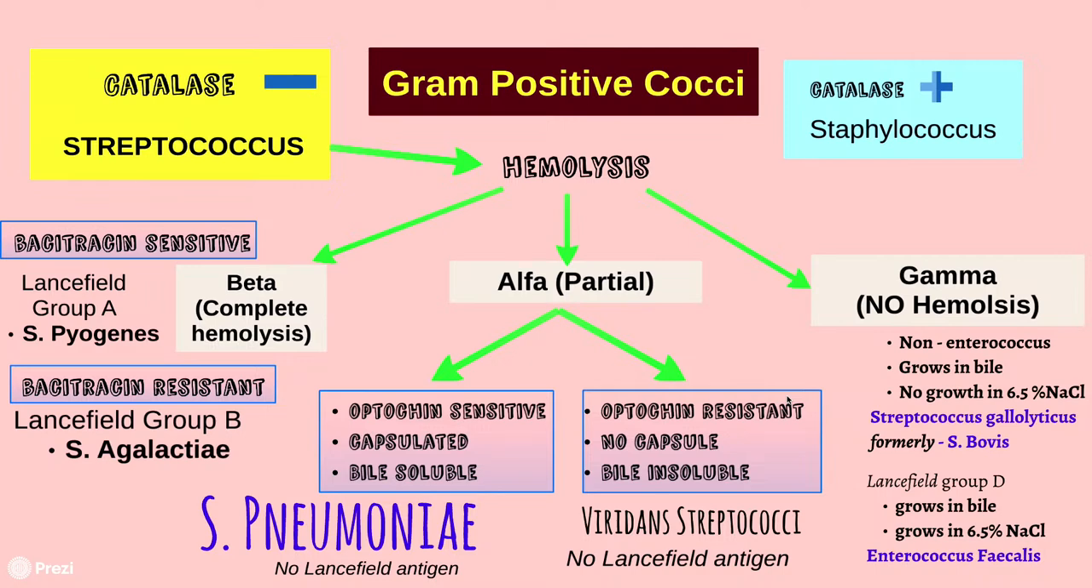Here is going to be the five cocci. Here again, the gram-positive cocci. So they stain positively with some stain, and they are good. If they were catalase positive, so they did possess an enzyme catalase, we identified them immediately as being the staphylococci, and we were going to leave them.